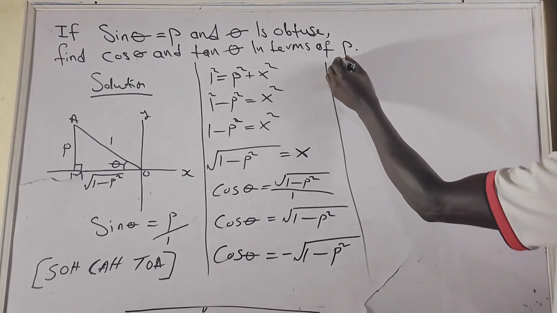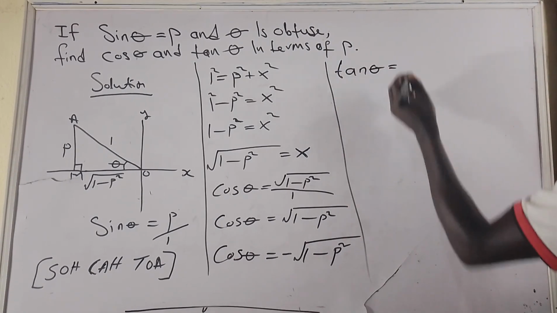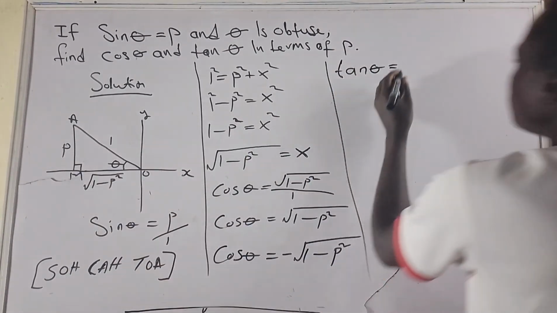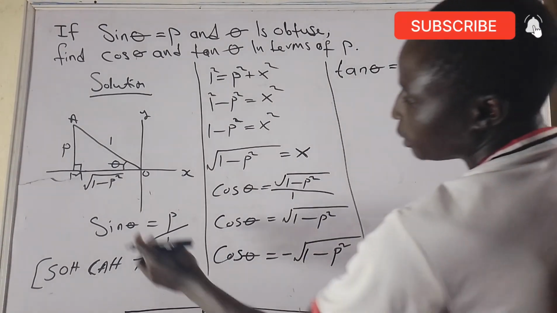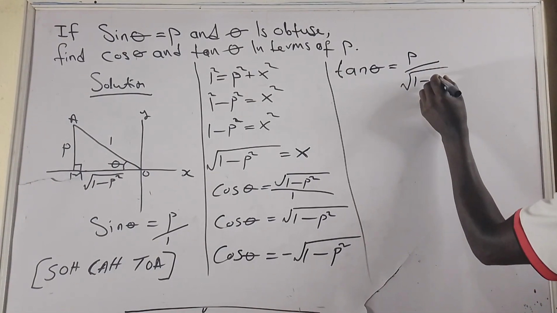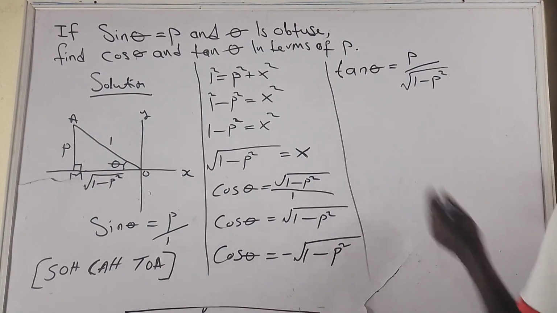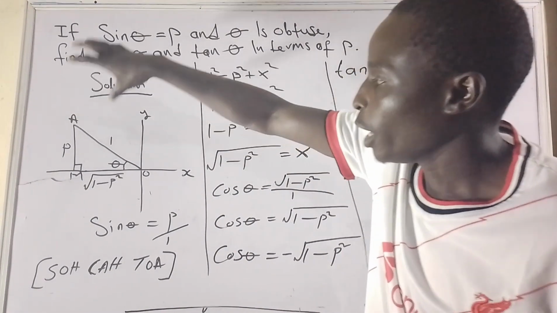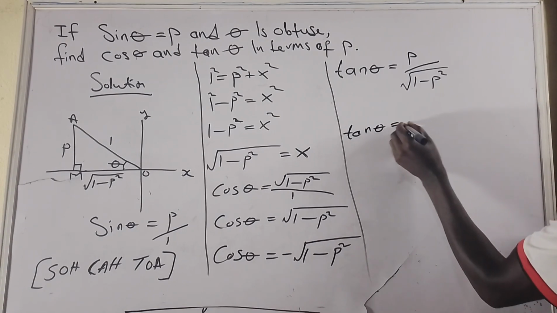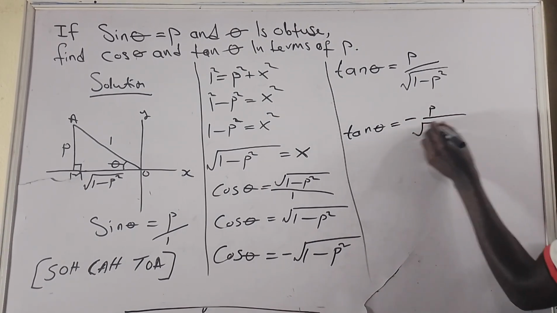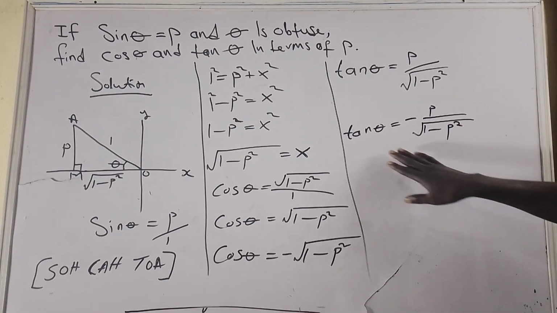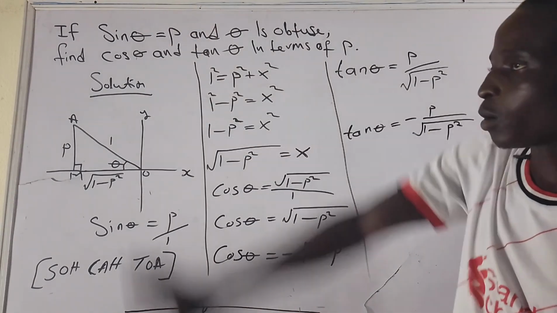So let's find tan theta. Tan theta, going by SOHCAHTOA, is the ratio of opposite to adjacent. Our opposite is p. Our adjacent is the square root of 1 minus p squared. Remember, we are in the second quadrant, and any other thing except sine is negative. So tan theta is equal to minus p over the square root of 1 minus p squared. And this is the value of tan theta for this question.